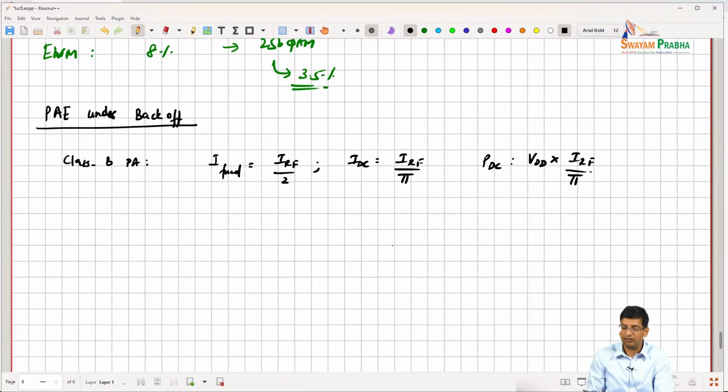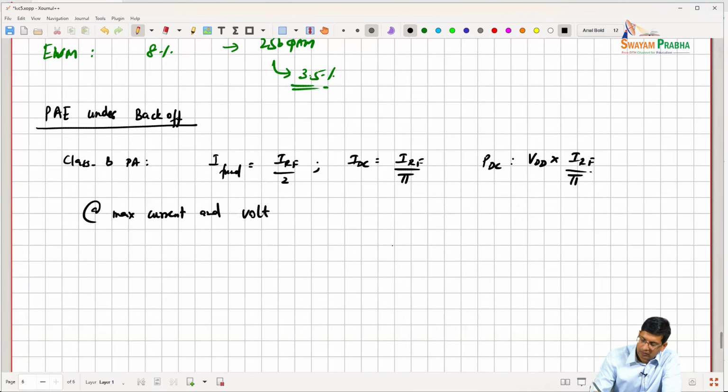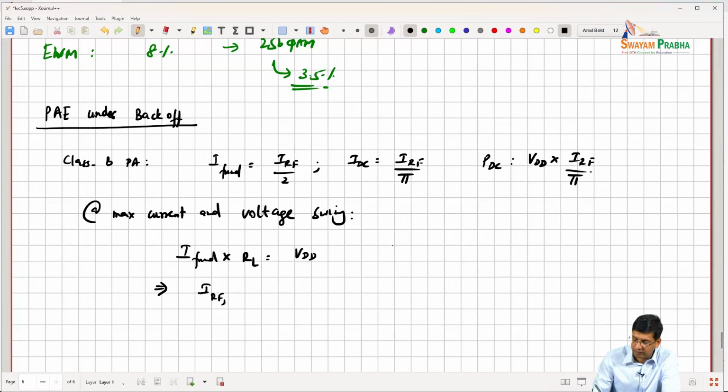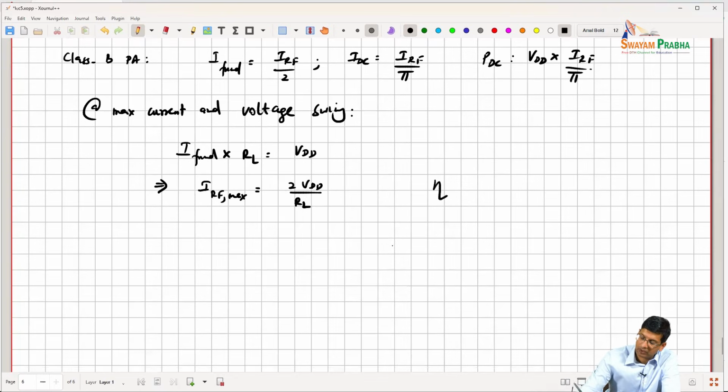And when we design at maximum current and voltage swing, basically we put the constraint that I fundamental times RL was VDD, or basically we said that IRF max is 2 VDD over RL. And in this scenario, we saw that our efficiency was 78%. But now let's say that I'm operating at 6 dB back off.